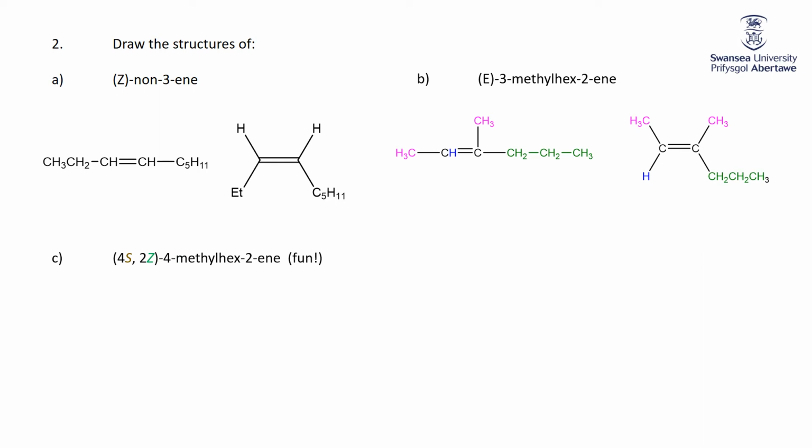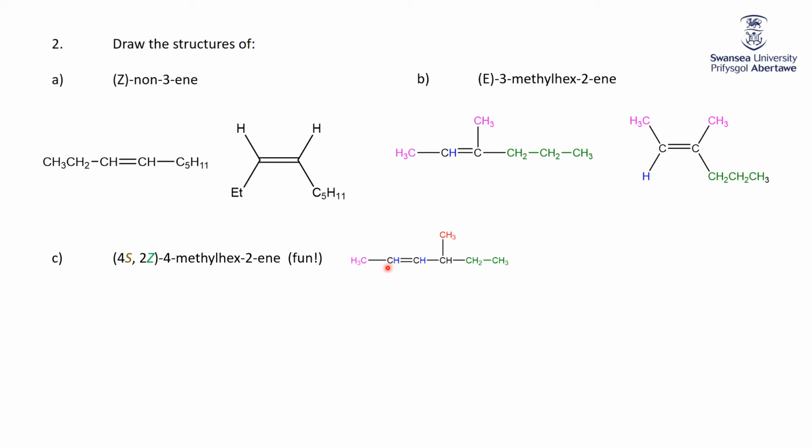Finally, a nice fun one, 4S,2Z-4-methyl hex-2-ene. Well, we'll start off with the 4-methyl hex-2-ene. It looks like this. 1, 2, 3, 4, 5, 6 carbons there in a chain with the double bond coming in at carbon 2 and the methyl group stuck there at carbon 4. Now we've got 2 different instructions as to the stereochemistry we've got to use here. Let's start off with the Z at carbon 2.